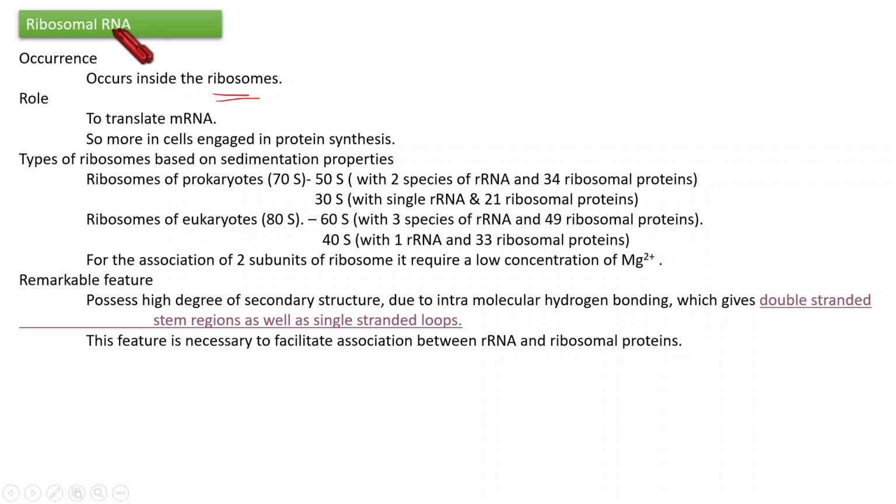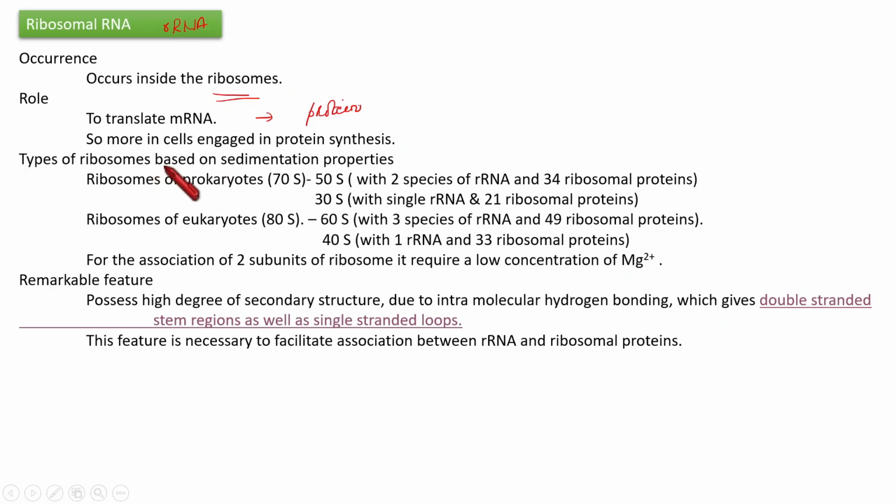And what is the role of this ribosomal RNA? To assist in the translation of mRNA to synthesize proteins. Okay, so in cells which are busy with protein synthesis, the amount of ribosomal RNA will be more. And I have told you that this ribosomal RNA or rRNA is located inside ribosomes.